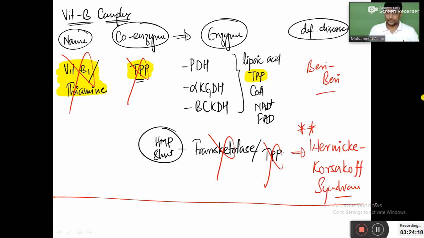So I think now after completing the first vitamin, B1, you are able to understand my method of teaching, how I am going to teach you. First we are going to learn the name of the vitamin and which coenzyme it forms. Then we will learn about the enzyme that requires that coenzyme, and the deficiency diseases.